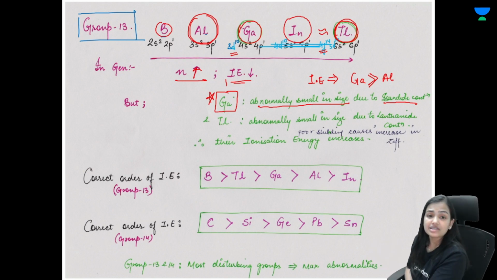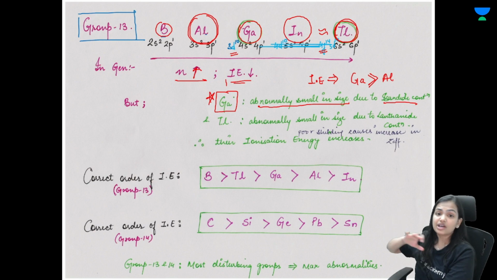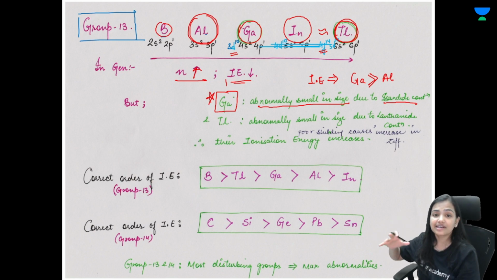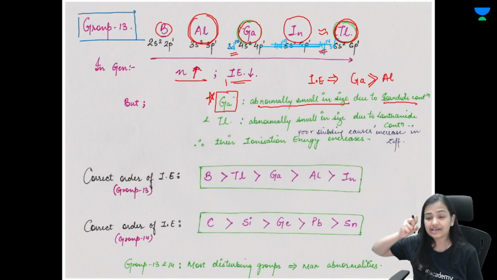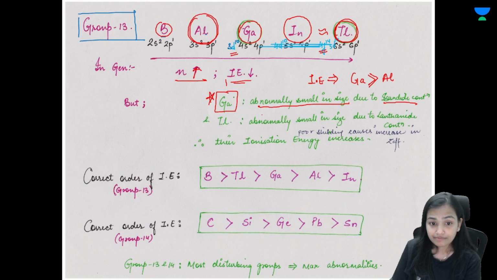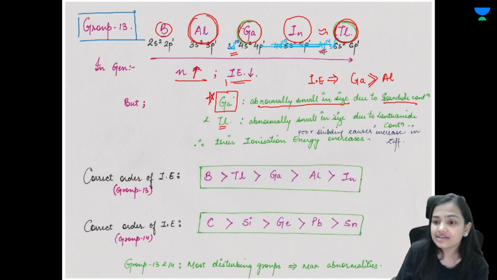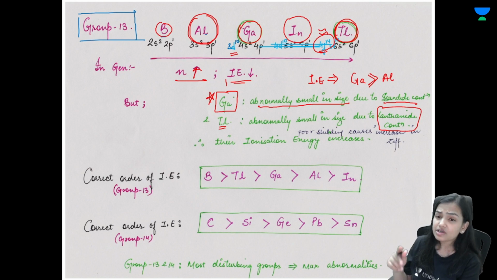You would say gallium must have low because the n value increases, but no, because of this d-block contraction the electrons are getting more tightly held, the size is getting smaller, so more energy is required by gallium. Now what comes with thallium? Here there is the lanthanide contraction, the poor shielding by the 4f14 electrons, and because of this the electrons are getting more tightly held.